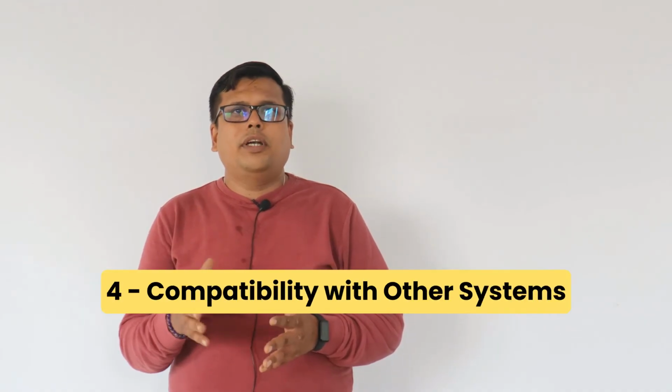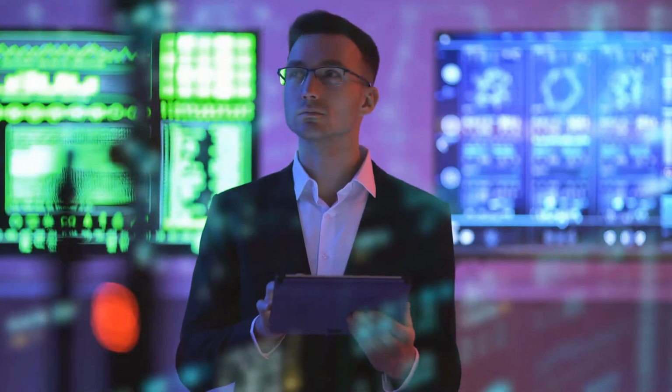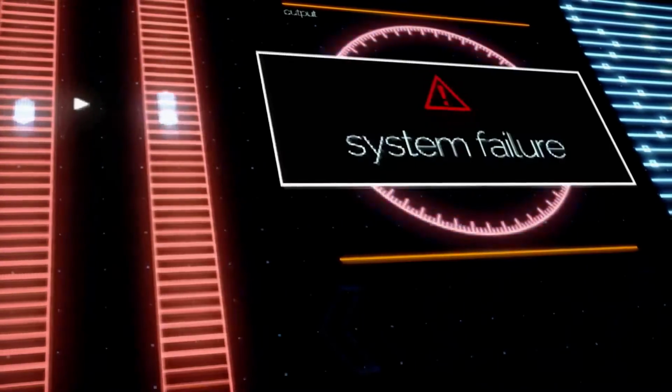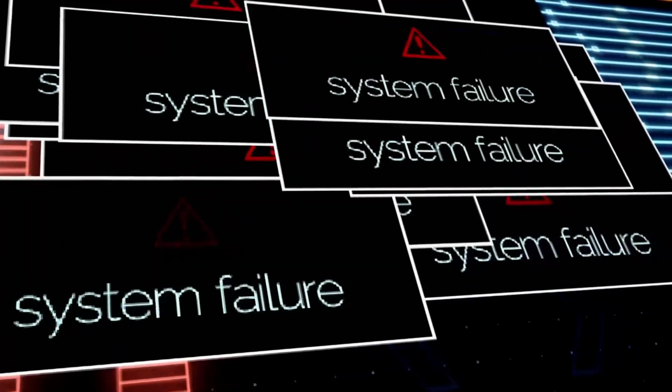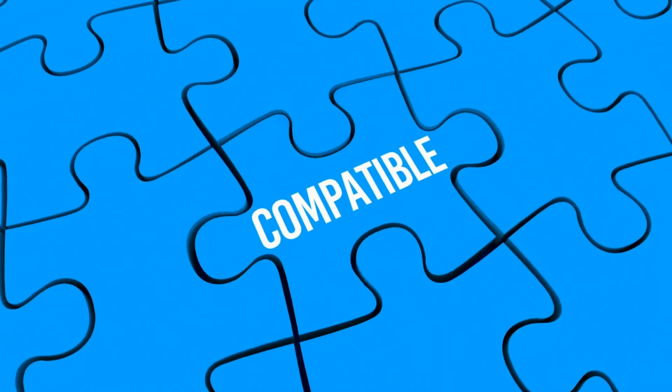Fourth one is compatibility with other systems. Technology is constantly evolving, with new hardware and software being released all the time. Older versions of the software may not be fully compatible with newer devices or operating systems. For example, an older version of a word processor might not work properly with the latest operating systems, leading to issues like file corruption or crashes. By updating your software regularly, you ensure that it remains compatible with other systems and technologies that you use, avoiding any disruptions in your workflow.